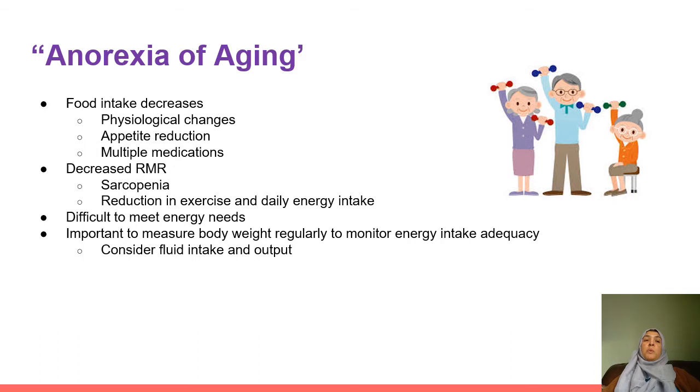When you hear anorexia, you usually imagine a teenager severely restricting calories, not eating in order to lose weight quickly or stay extremely thin. But anorexia of aging happens in older people because of the physiological changes, the loss of appetite, and multiple medications. We will talk more about the effect of medication on the nutritional status in a little bit.